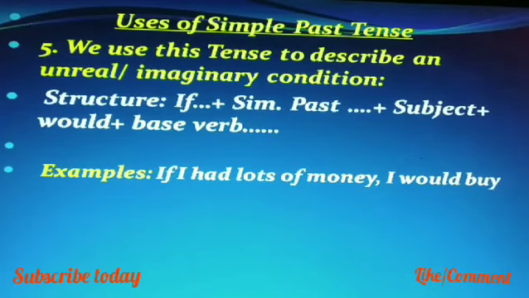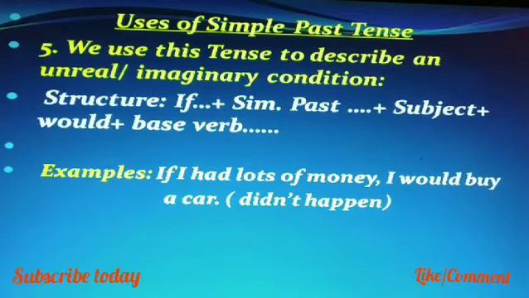If I had lots of money, I would buy a car. It was possible but did not happen, unfortunately. If I had lots of money, I would buy a car. Here, in the if clause, in the conditional clause, in the imaginary conditional clause, we use past form, simple past form of have verb with if clause, and use would plus base form of the verb in the main clause to describe such unreal condition.